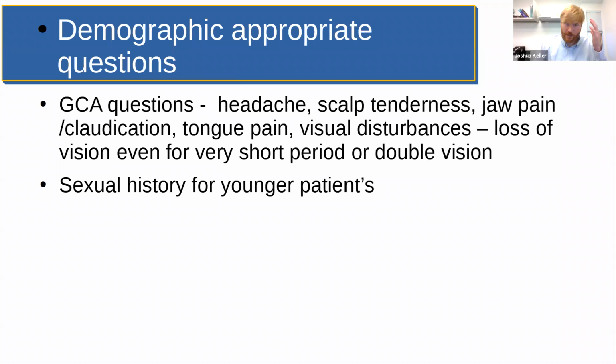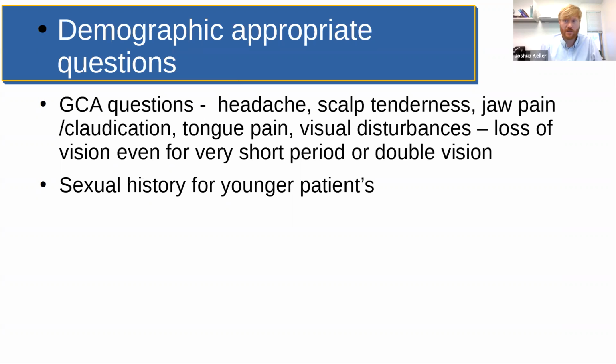So headache, scalp tenderness. The way I ask that often would be, when you're taking a shower and shampooing your hair, do you notice any tenderness in your scalp, any jaw pain? It should be with eating just simple foods, not eating really hard candies, just regular foods. They get jaw pain, the muscle getting sore. Tongue pain. The tongue is another muscle, and that can also get ischemic, so to speak, from GCA. So something to think about there.